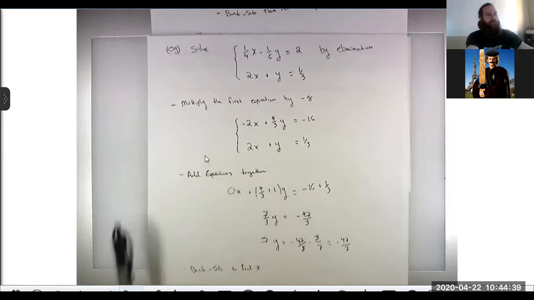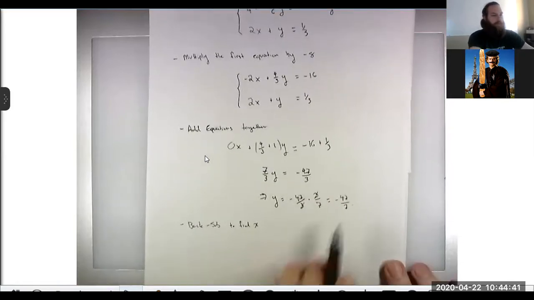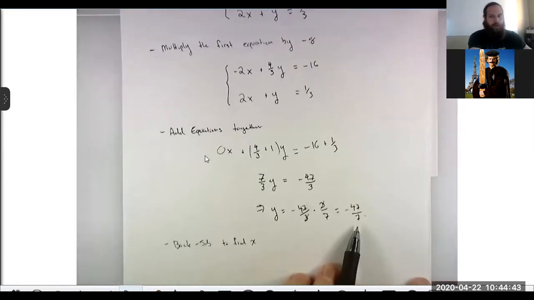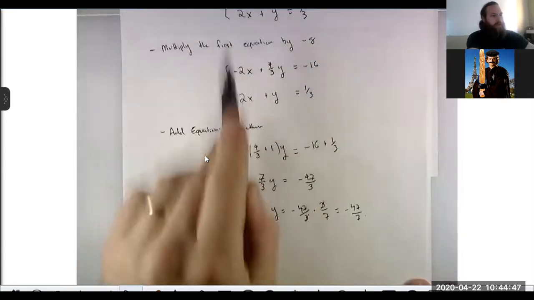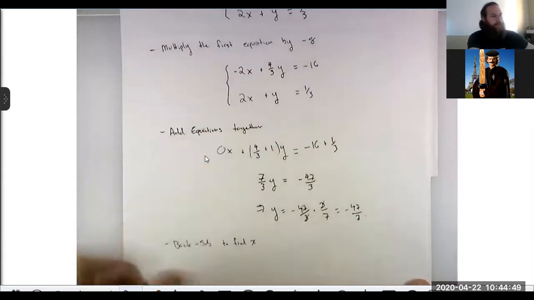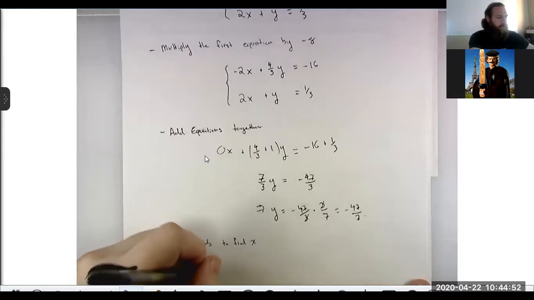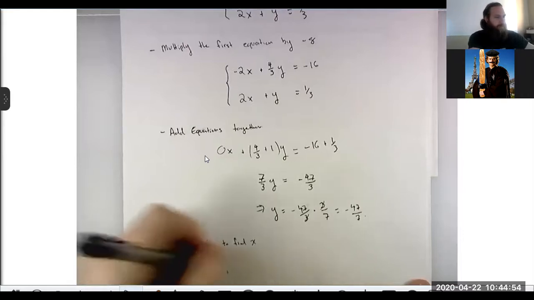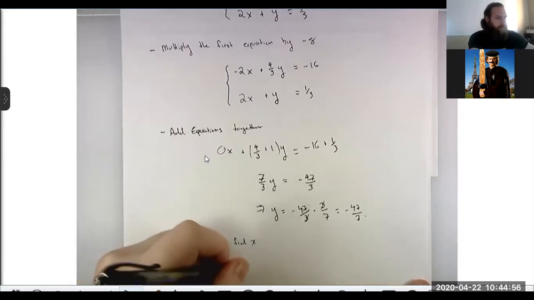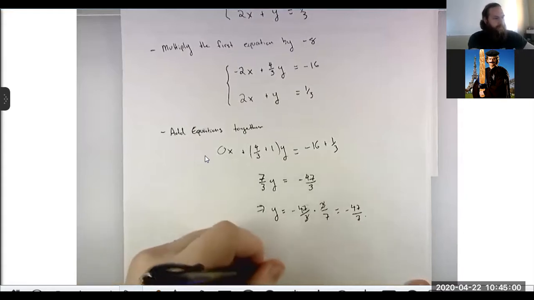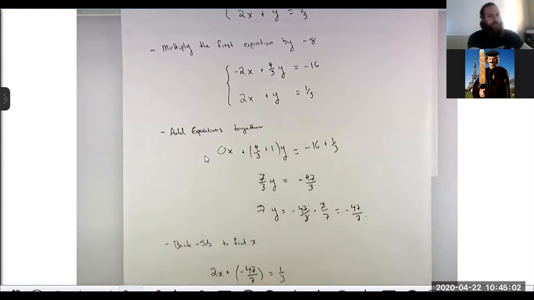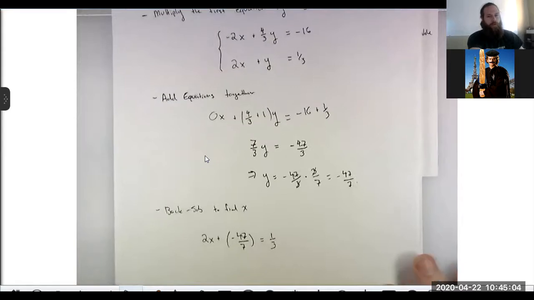x. So the last step is going to be to take this -47 sevenths and plug it back into any of these equations, really, to find x. I'll plug back into the original second equation. So 2x plus y, which is plus -47 sevenths equals 1/3. And now this is a nice simple linear equation. We can solve for x.